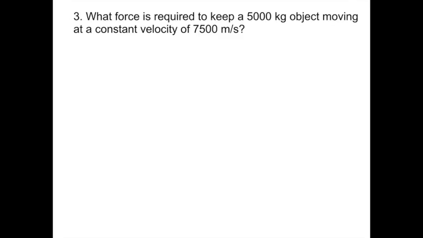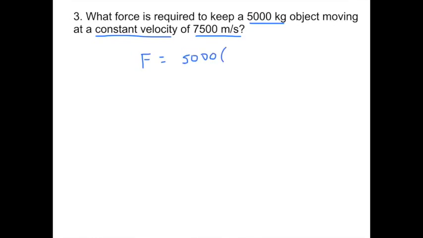Practice number 3. What force is required to keep a 5,000 kilogram object moving at a constant velocity of 7,500 meters per second? So you might already have an idea as to what the answer is here, but let's set up the equation just to make sure. We're solving for force once again. M, mass, is 5,000 kilograms.